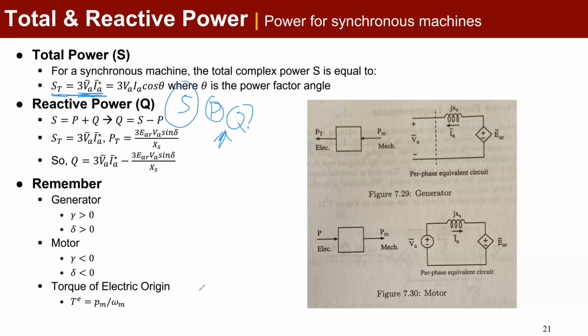One thing I wanted to remind y'all of, I know I mentioned this earlier, but make sure you remember this formula. It'll sneak up on you on some of these problems, but the torque of electric origin is equal to the mechanical power divided by this frequency term here.